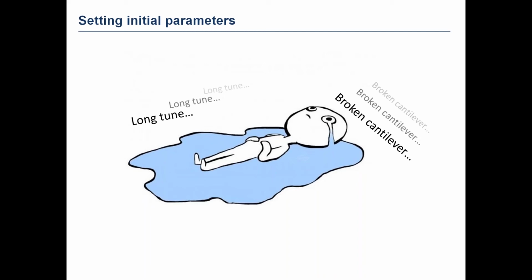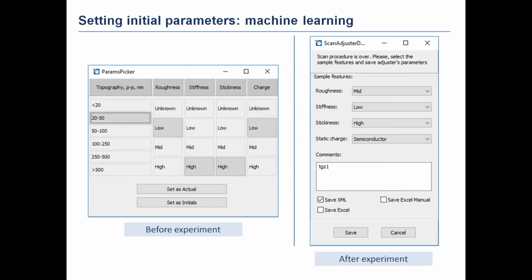If your initial parameters are set up to scan an atomically flat surface, and then you start to automatically adjust the parameters for a very rough surface with roughness of half, or for example 1 micron, the possibility that the cantilever will be broken is quite high. This is the issue here, and it has to be solved. For this purpose, we decided to use machine learning algorithms.